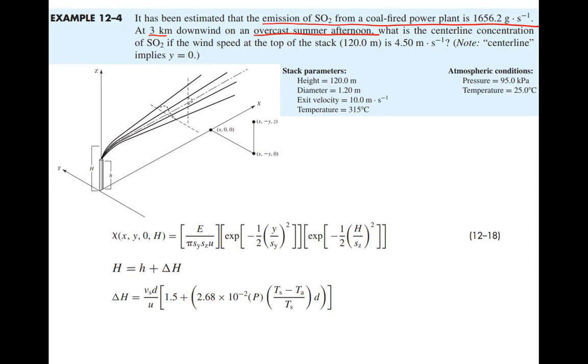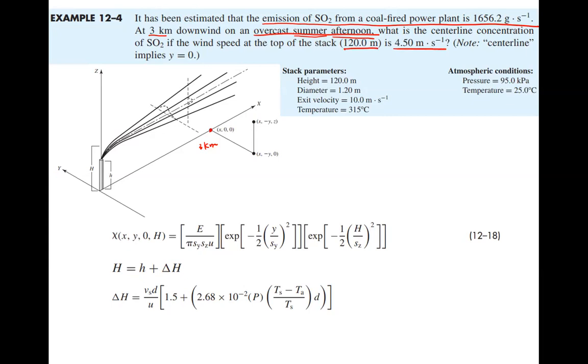Why does it tell us the weather condition? Because it determines how spread out this plume is. Overcast means the sky is covered by clouds. During summer, the wind speed is normally slower. And afternoon means daytime, which is better for the ventilation of the air. So it's asking what is the centerline concentration of sulfur dioxide at this location 3 kilometers downwind of the stack. The stack height is 120, and the wind velocity is 4.5 meters per second.